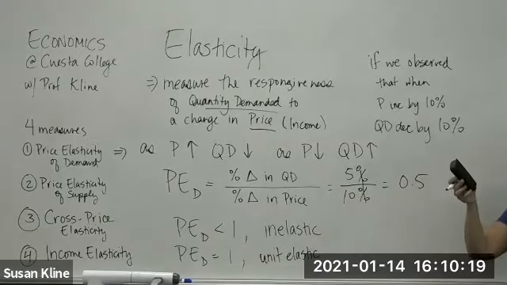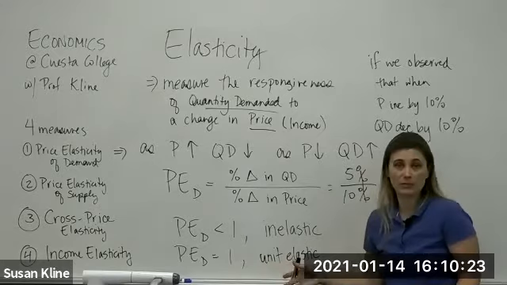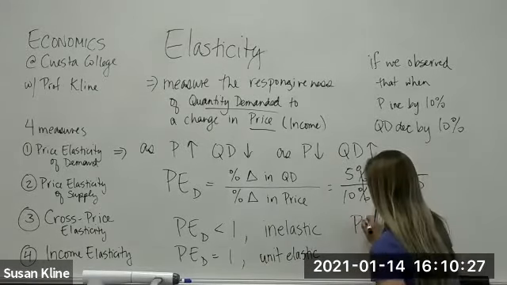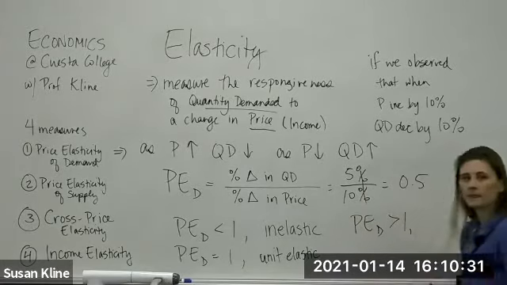Meaning for every unit it changes, right? For every unit price changes, quantity demanded changes by the same amount. So it's unit elastic.